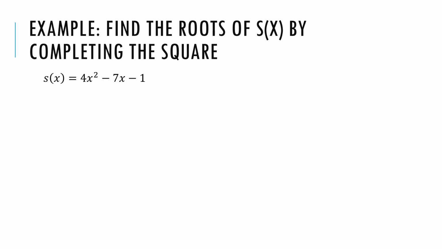There are 3 examples remaining on your handout. We're going to do the middle one together for the function s of x, and the other 2 you're going to be doing on your own. So taking a look at s of x, we know that 4x squared minus 7x minus 1 is not factorable. Therefore, we're going to solve it by the method of completing the square.